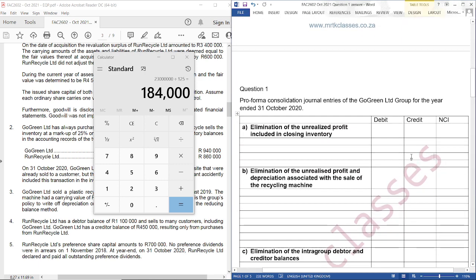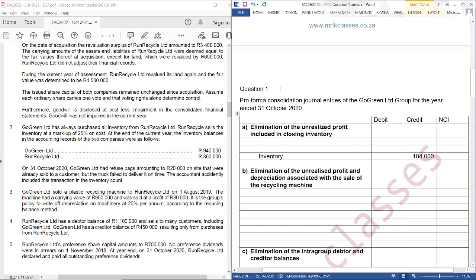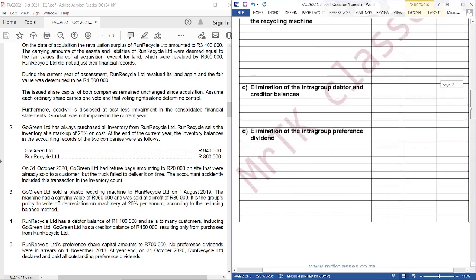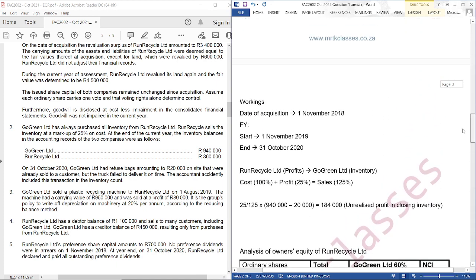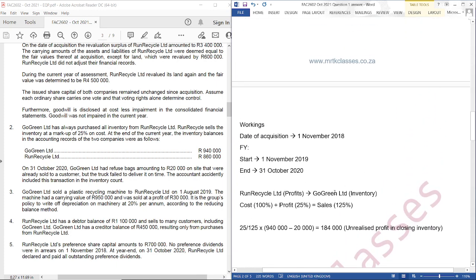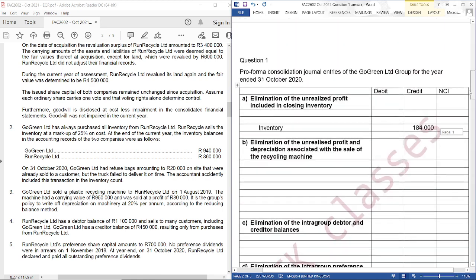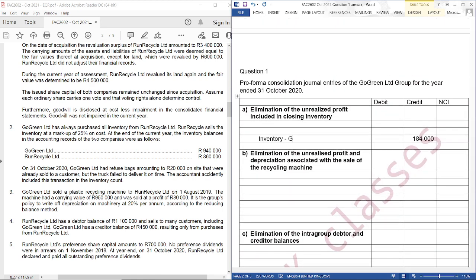Okay. So we are going to credit inventory account, right? We are going to credit inventory account in the books of who? In the books of Go Green Limited, because that's where the inventory is. Right, so the reason why we are crediting 184,000 is that 184,000 is unrealized profit. It's not supposed to be part of inventory.